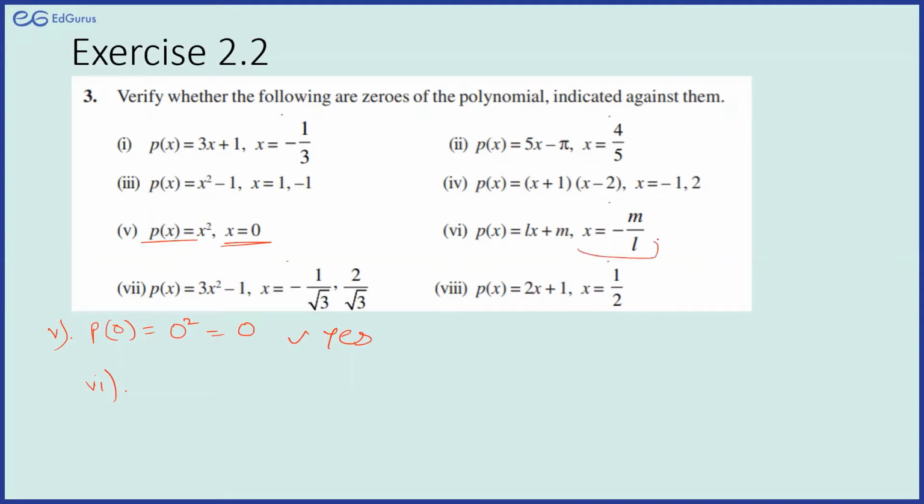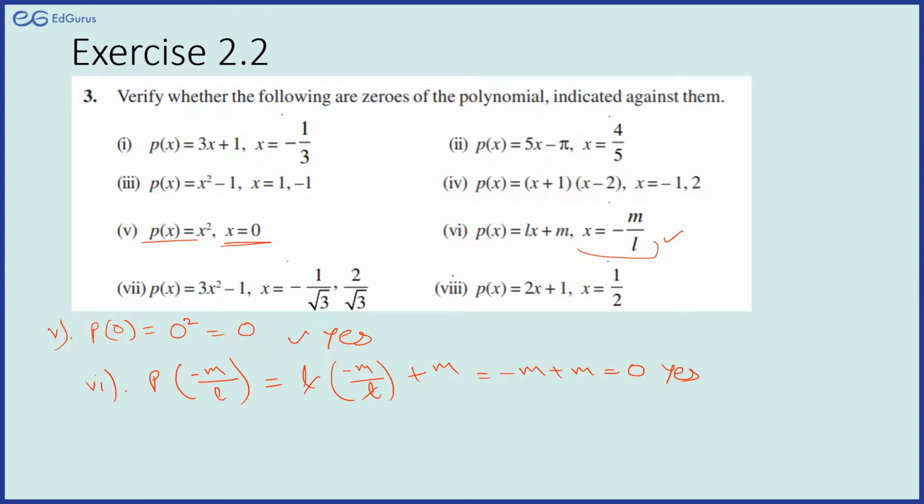Now is x equal to minus m by l the zero of this polynomial? So we will substitute the x value, minus m upon l. So what is this? lx plus m. So l times x, which is minus m by l, plus m. So now l cancels. This is minus m plus m, which is equal to 0. So yes, minus m by l is also the zero of the polynomial lx plus m. Okay?